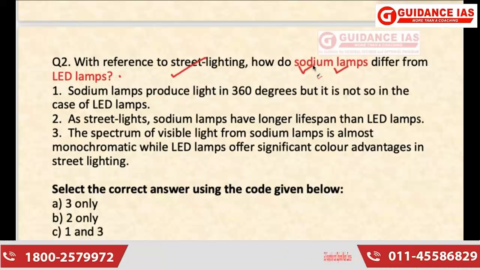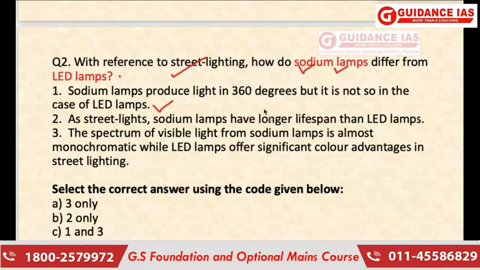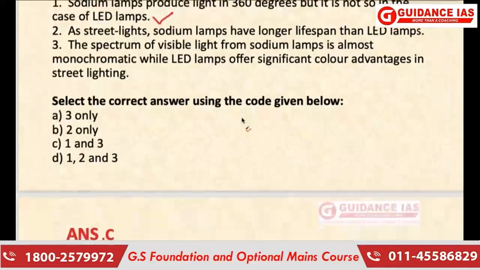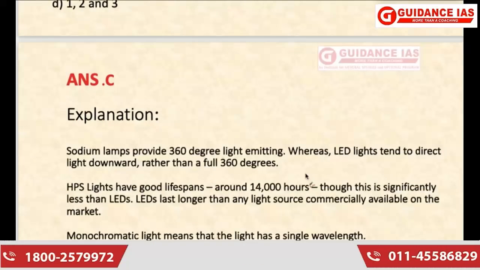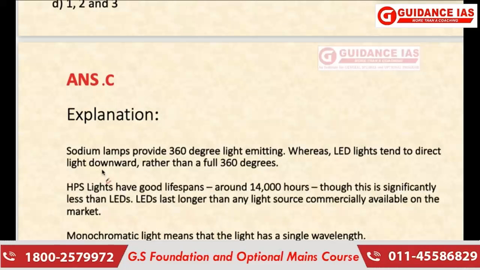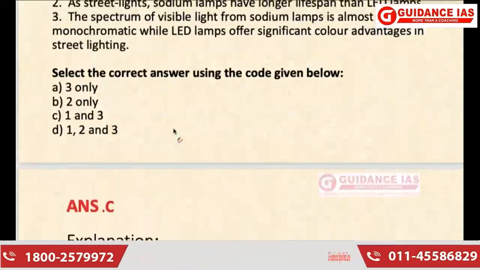Now let's read the options. Option number 1 says sodium lamp produce light in 360 degrees, but it is not so in case of LEDs. This is a correct statement. Sodium lamps give light in 360 degrees, but it is not so in case of LED lamps. Why so? Because LED tends to direct the light downwards rather than the 360 degrees.